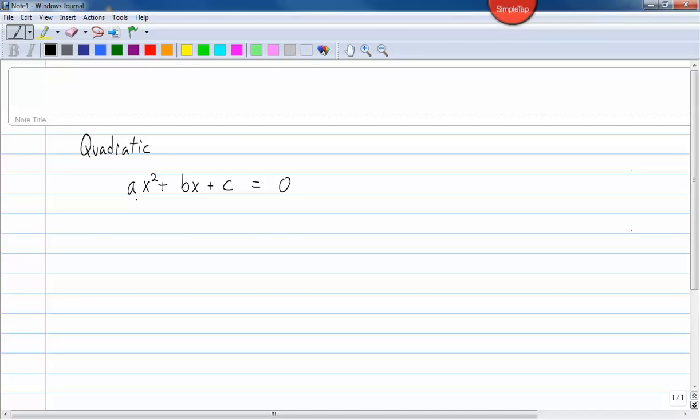Alright, and b or c, or b and c can both be equal to 0, but a cannot be equal to 0, meaning you at least have to have this x squared term to have a quadratic equation. So some examples, I'm just going to write some numbers in. Something like this: 2x squared plus 3x minus 1 equals 0. That's a quadratic equation.